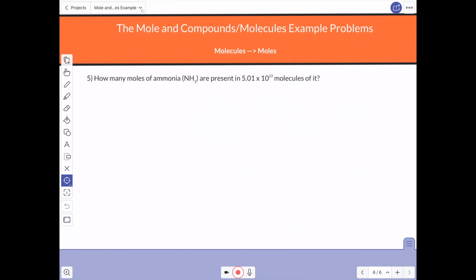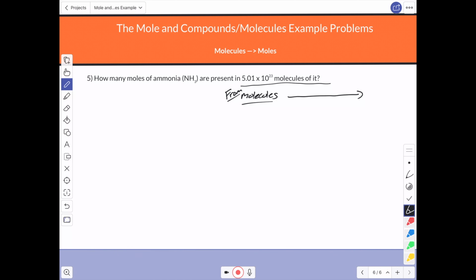Alright, one last practice problem. How many moles of ammonia NH3 are present in 5.01 times 10 to the 23 molecules of it? So here we're going from molecules to moles. We have molecules, and we want to know moles of ammonia, all the way to moles.